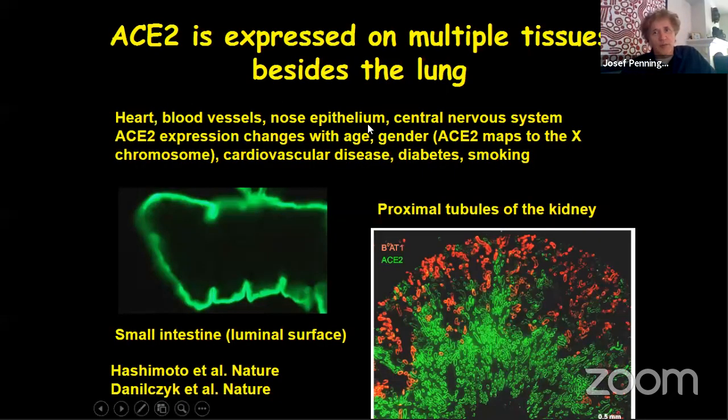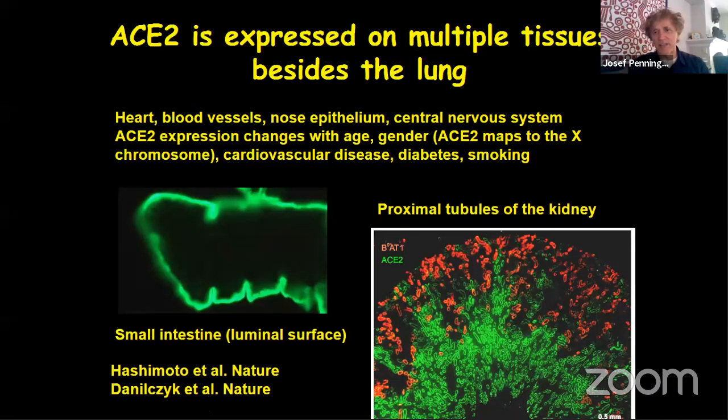The second question we asked, which was critical, was: is COVID-19 a lung disease, and is the manifestation in other tissues because the immune system is overshooting, or can other tissues be directly infected with the virus? The reason was because ACE2 is expressed all over the place. It's in the heart, in the blood vessels, in the nose epithelium, in the central nervous system. ACE2 expression changes with age and gender. We actually mapped ACE2 initially onto the X chromosome. So that's why, in our animal models, we always saw gender bias.